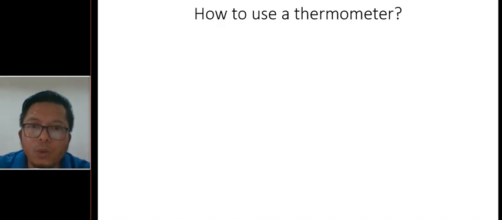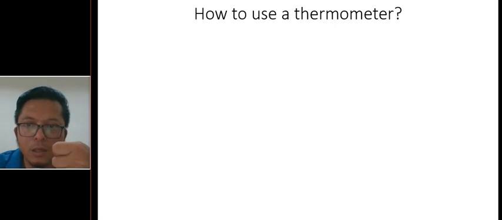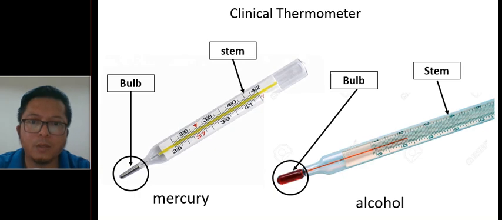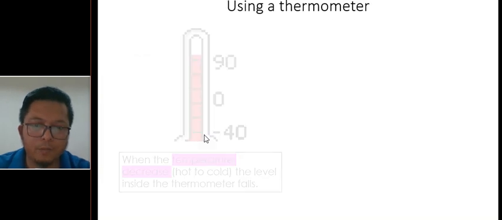How do we use a thermometer? A clinical thermometer, not the digital one. Digital one is very easy. Just point to the forehead and okay, you are 35 degrees. Not that one. I'm talking about clinical thermometer. Number 1. Hold the thermometer by the stem. Do you remember the stem? The stem, hold it there, stem.